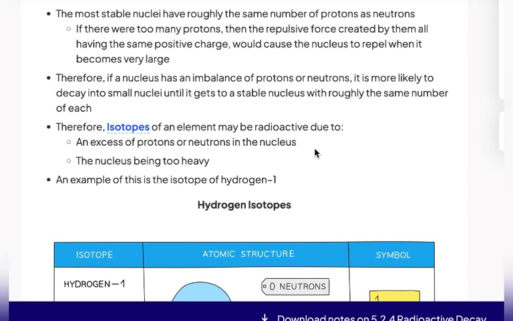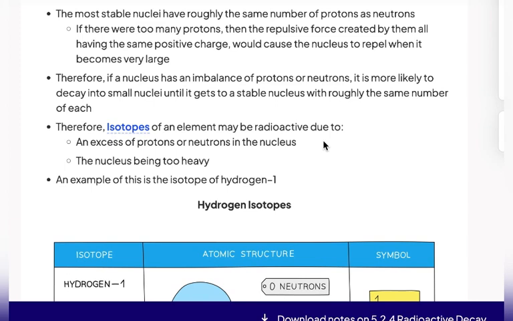So we say isotopes of an element may be radioactive due to one or two of these reasons. An element is said to be radioactive when the atomic number becomes too high and it starts to feel a big difference between the number of protons and the number of neutrons. So one of the reasons is the excess of protons or neutrons in the nucleus. When an atom has too many protons or too many neutrons in its nucleus, it will start to feel unstable. That's one reason.